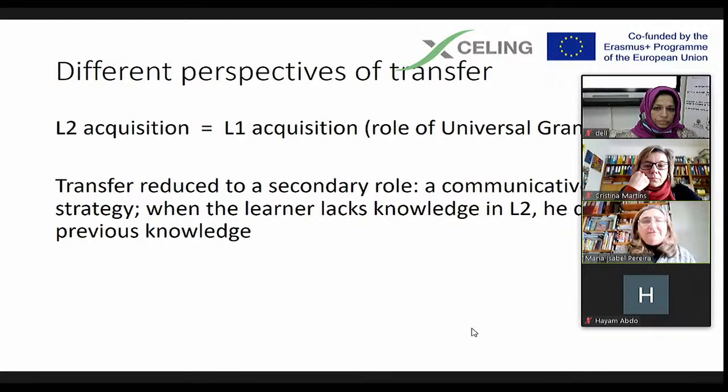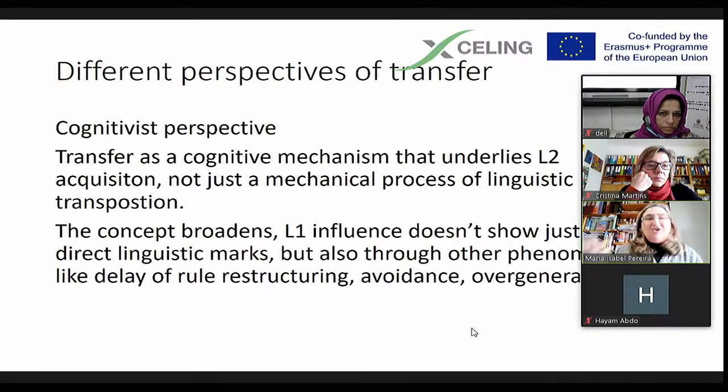And then we have cognitivists, not just one, cognitivist perspectives. And according to that paradigm of learning, transfer is a cognitive mechanism that underlies L2 acquisition. It's not just a mechanical process of linguistic transposition of information from L1 to L2. It is something of much more importance than that.